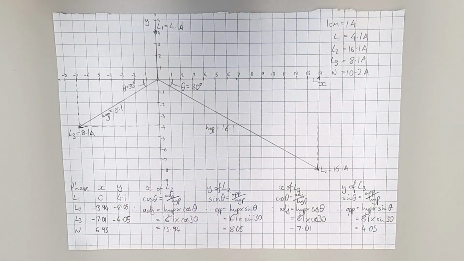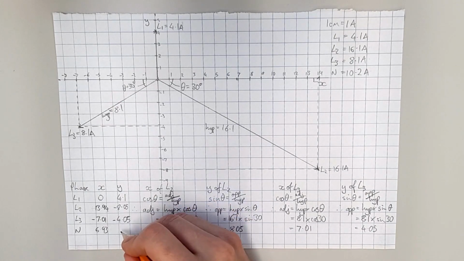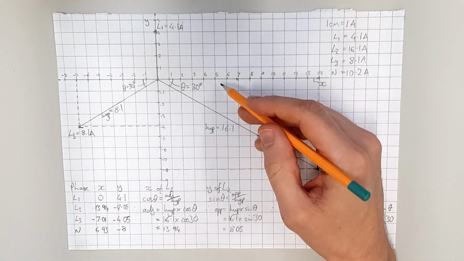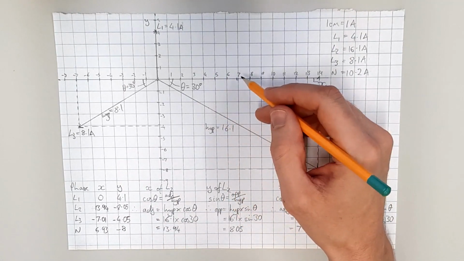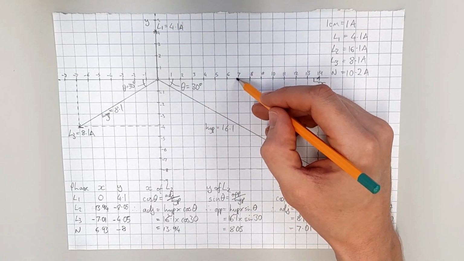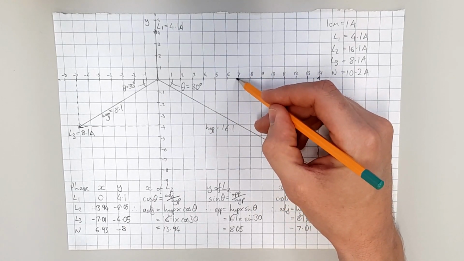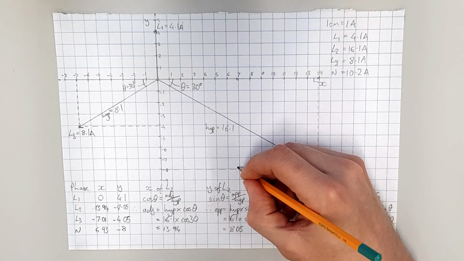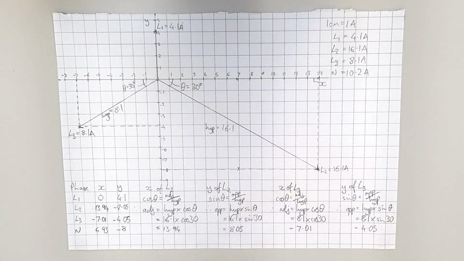We then do the same with the y values. So we have 4.1, and then from that we're going to subtract 8.05, and then we're going to subtract 4.05, and that gives us a really nice round number of minus 8. So actually we could plot our neutral current onto this table now. So we've got 6.93, which puts about there on the x-axis, and if we come down to minus 8, which is about there, the end of our neutral current arrow will be about there.